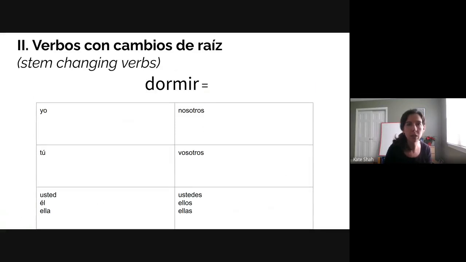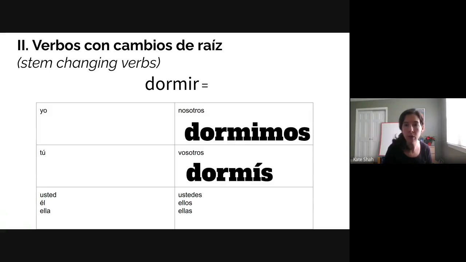In the next section, we're going to talk about stem-changing verbs. So remember that in dormir, the stem is dorm, and the ending is ir. Great news. The nosotros and vosotros forms of these verbs are completely regular. So if we start with dormimos and dormís, those are completely regular, easy peasy, conjugate them.